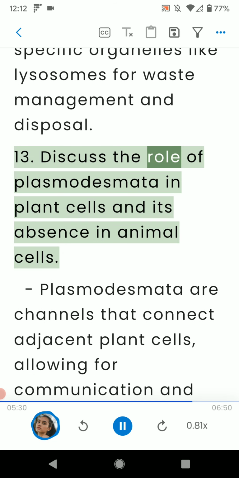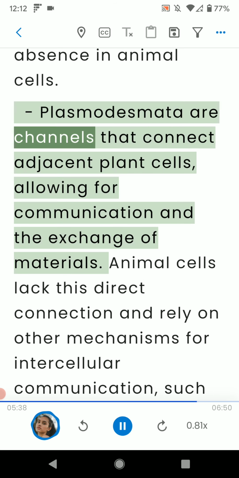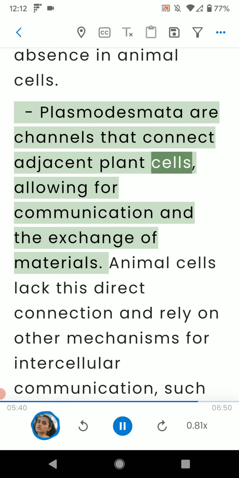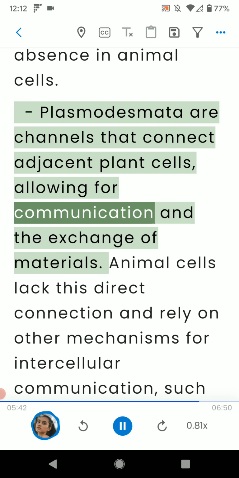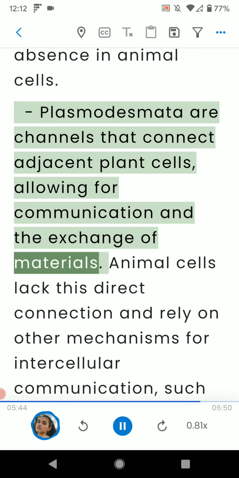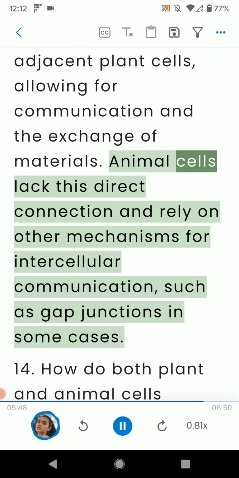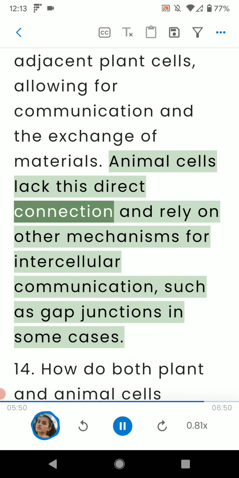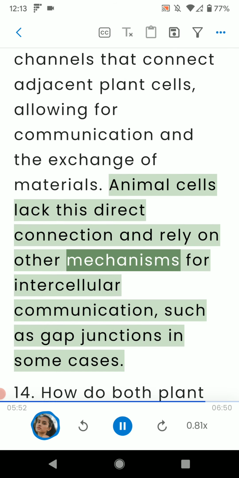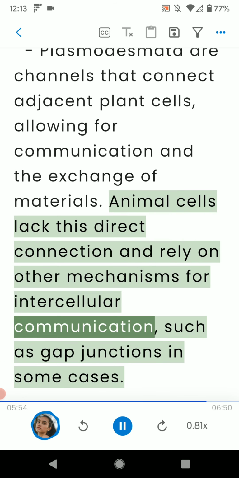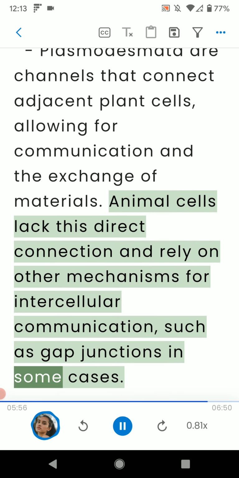13. Discuss the role of plasmodesmata in plant cells and its absence in animal cells. Plasmodesmata are channels that connect adjacent plant cells, allowing for communication and the exchange of materials. Animal cells lack this direct connection and rely on other mechanisms for intercellular communication, such as gap junctions in some cases.